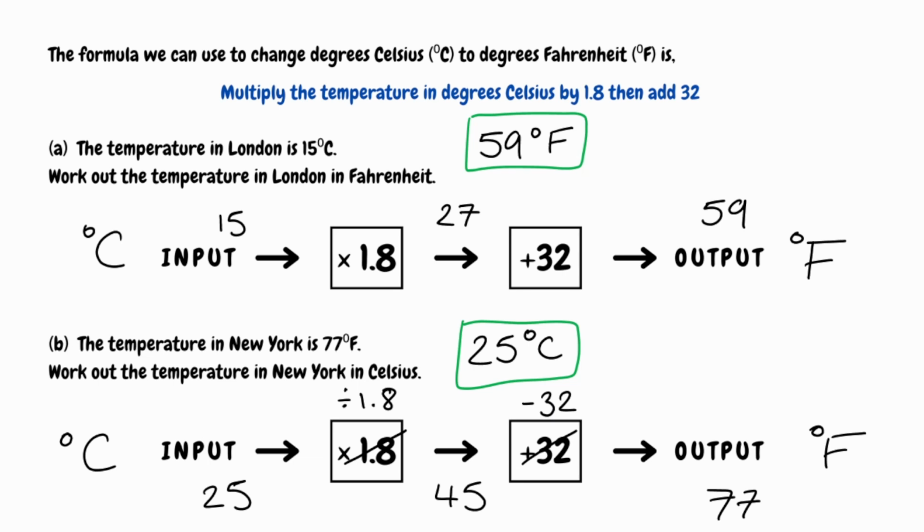So again, when working with function machines, if we're going from the input to the output, we simply follow the operations that are stated. But if we need to work backwards from the output to the input, we have to do the opposite operations, working from right to left. Okay, let's take a look at one final example.